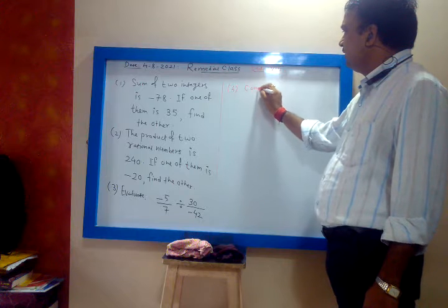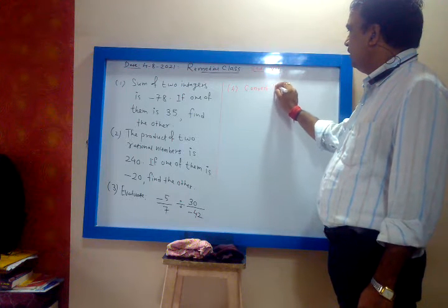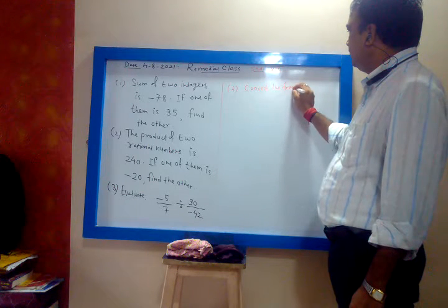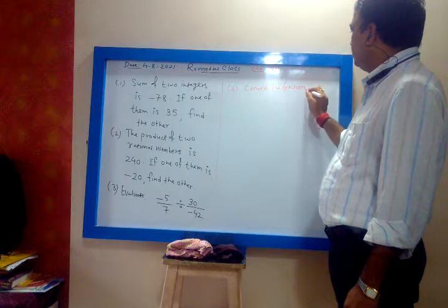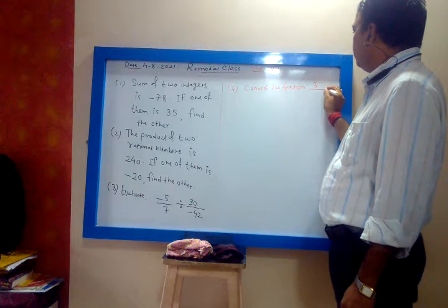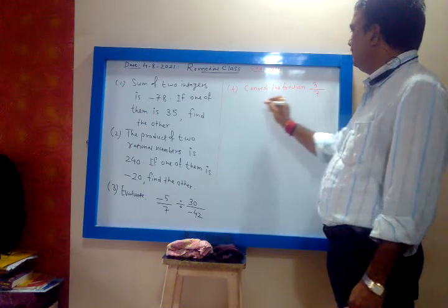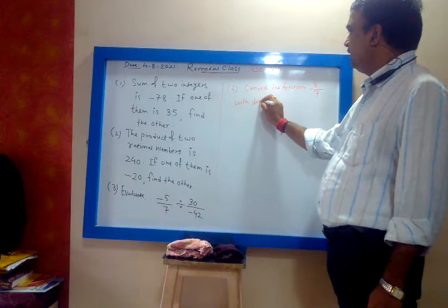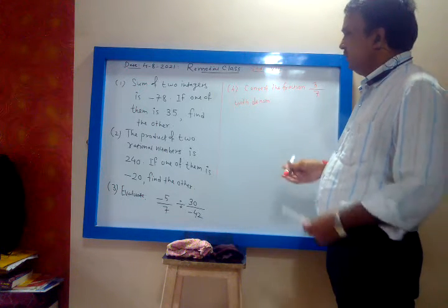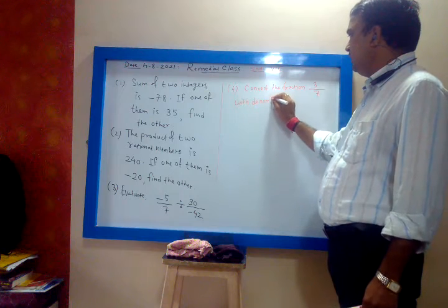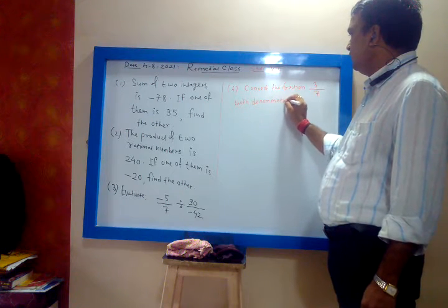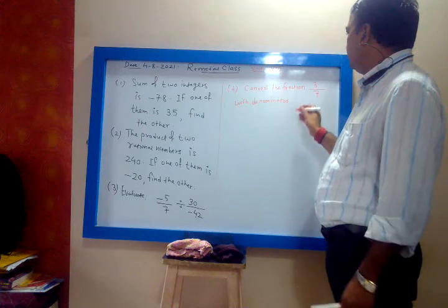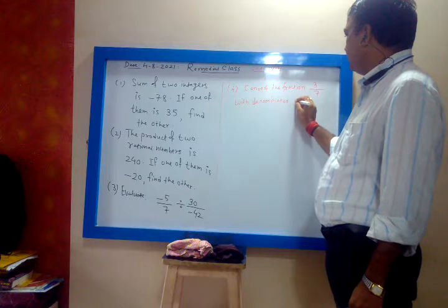Then fourth. Convert the fraction 3 upon 7 with denominator 56.